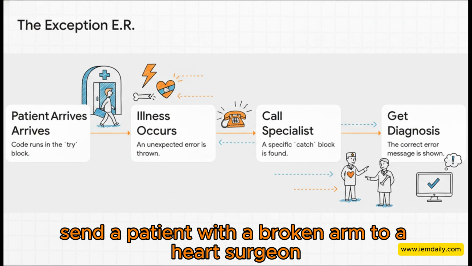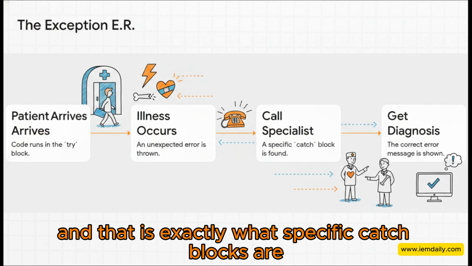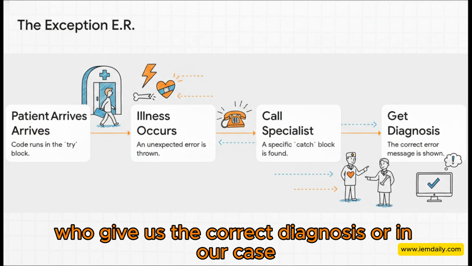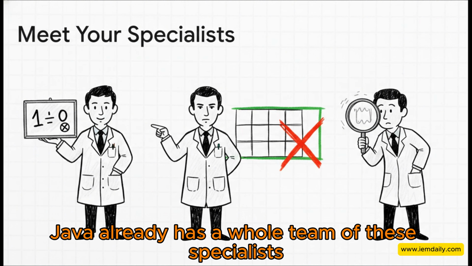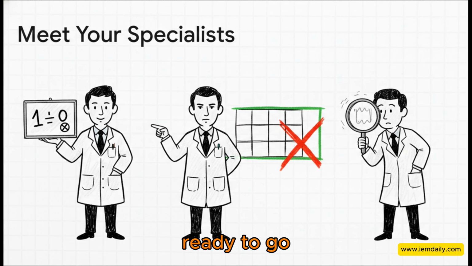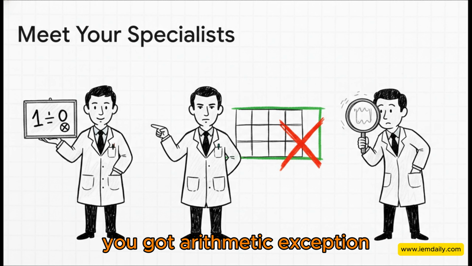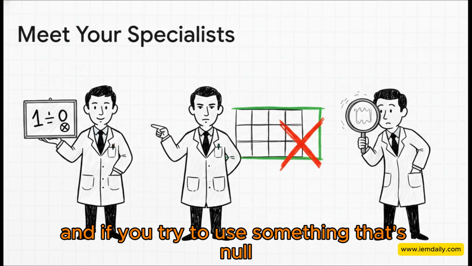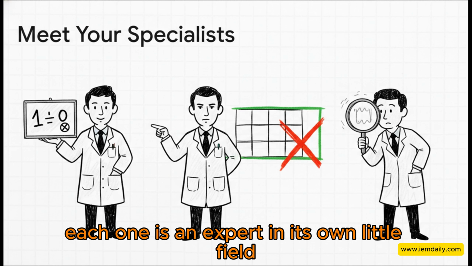Now, you wouldn't send a patient with a broken arm to a heart surgeon, would you? Of course not. You call in a specialist. And that is exactly what specific catch blocks are. They are specialists who give us the correct diagnosis, or in our case, the right error message. And the great thing is, Java already has a whole team of these specialists ready to go. For any math-related problems, like division by zero, you've got ArithmeticException. For array index problems, you call in ArrayIndexOutOfBoundsException. And if you try to use something that's null, NullPointerException is on the case. Each one is an expert in its own little field.